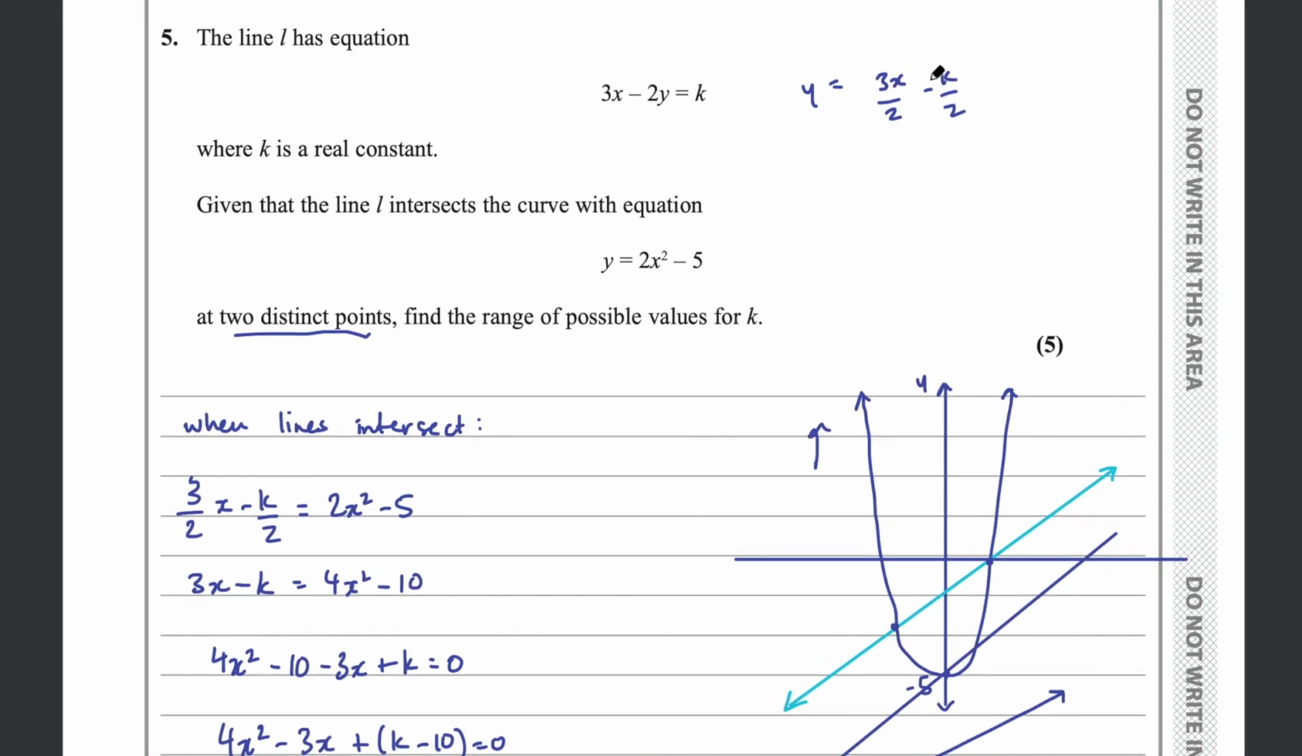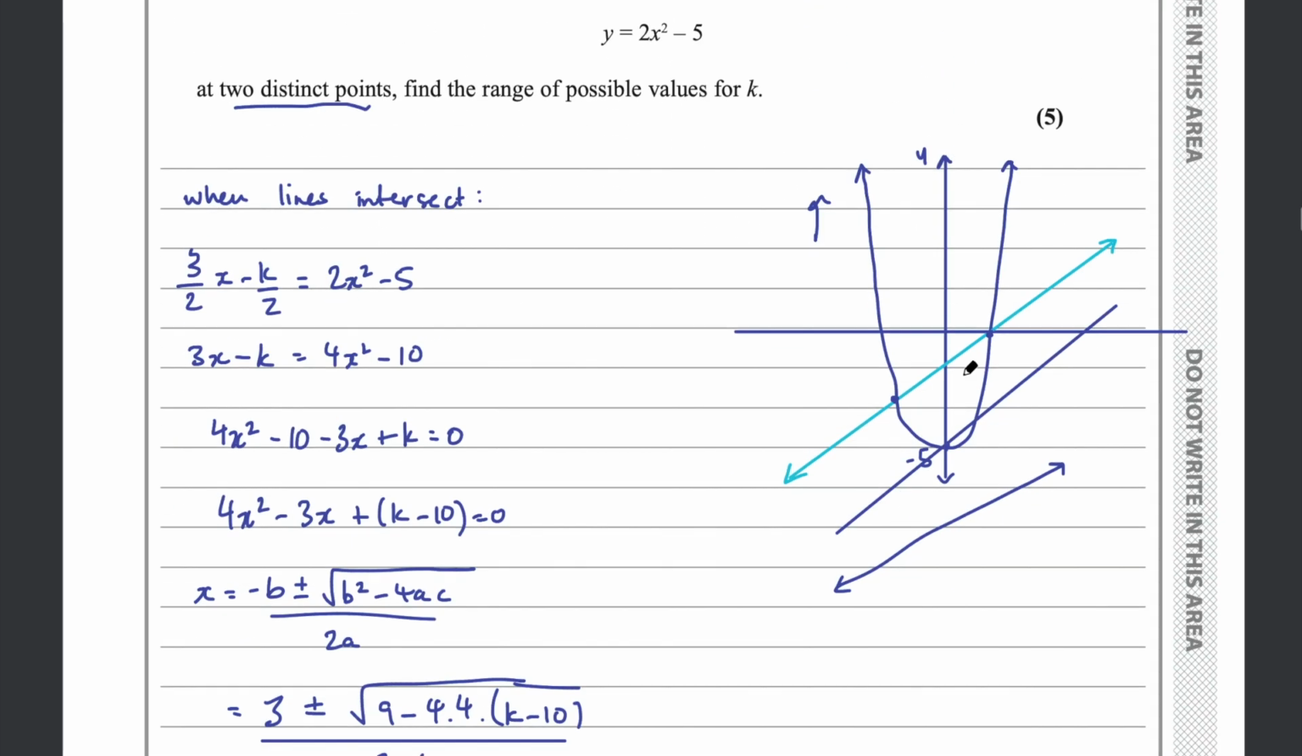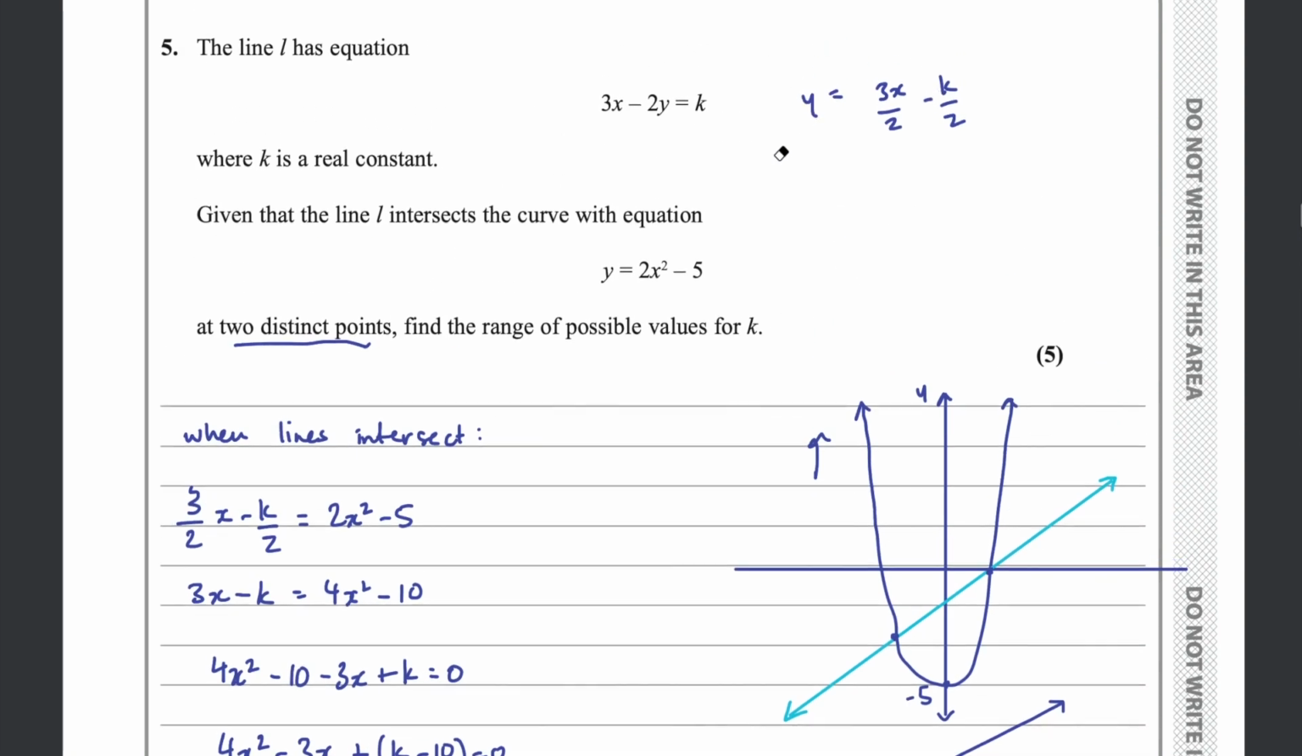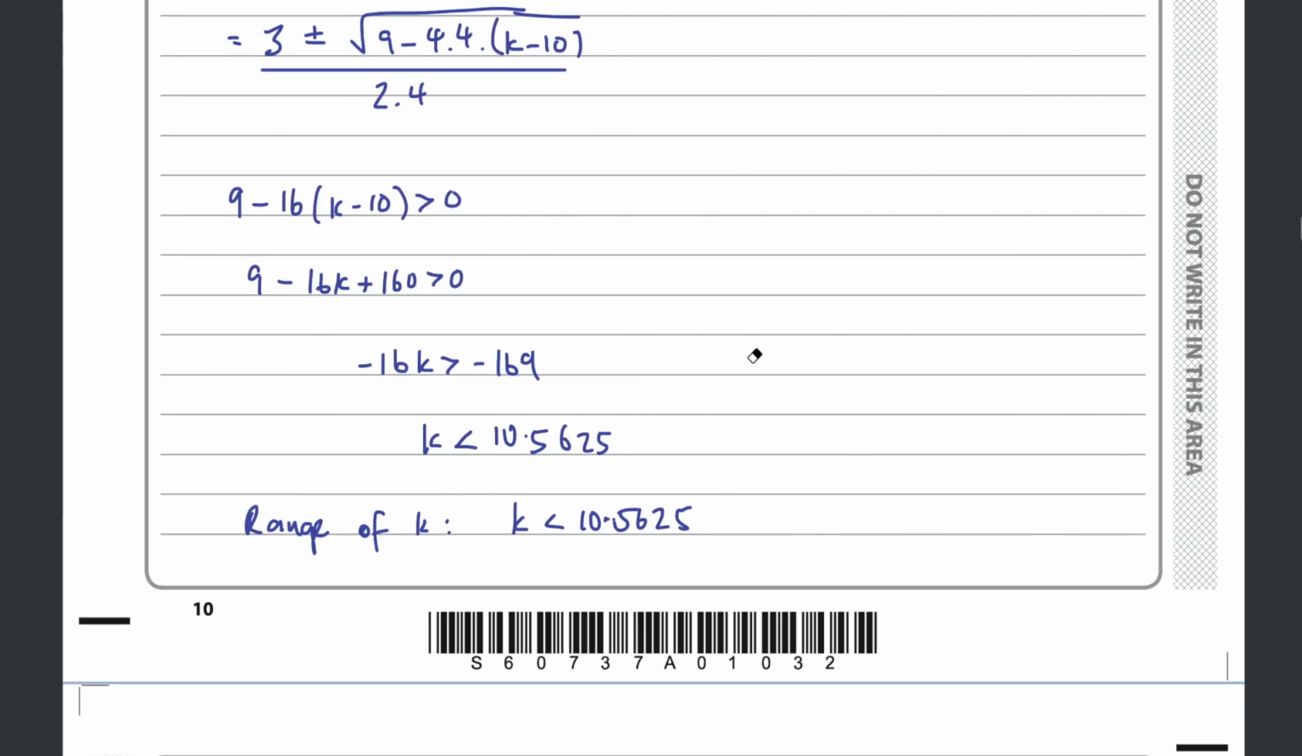So this would be a bit more than negative 5, so that the line cuts the quadratic in two places. So that makes sense in terms of the question, and it passes the reality check or the common sense test. There's always these little tests you can do at the end of a question to see if it makes sense in terms of the question.